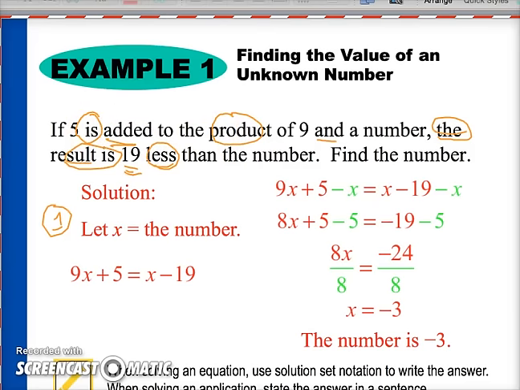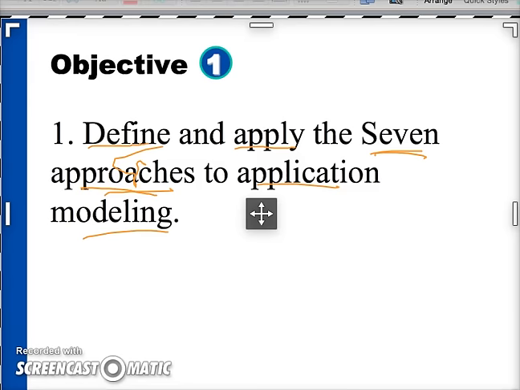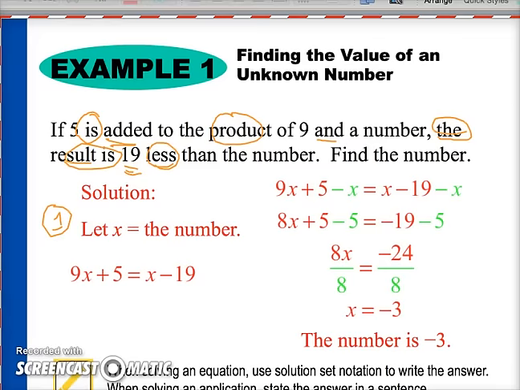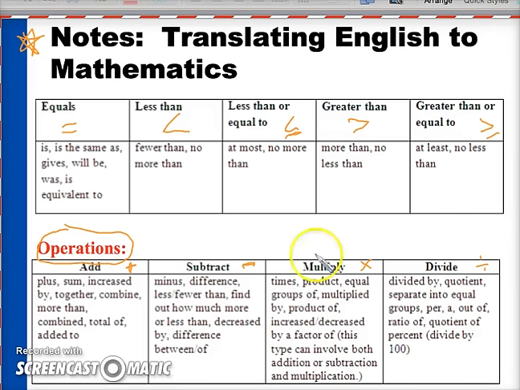So let's go back and I say, is. What kind of symbol is is? Is right here. That means equal, right? Added, that means addition here. Product means multiplication. And so I go back to my problem. I'm going to translate it.